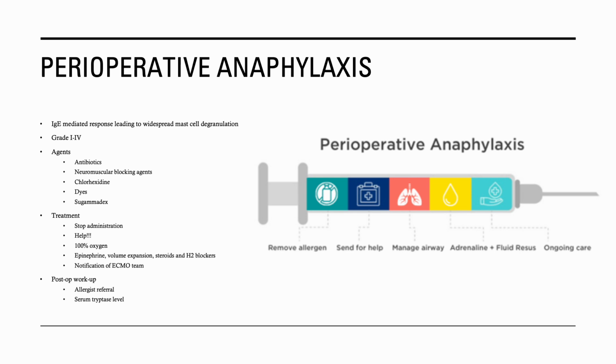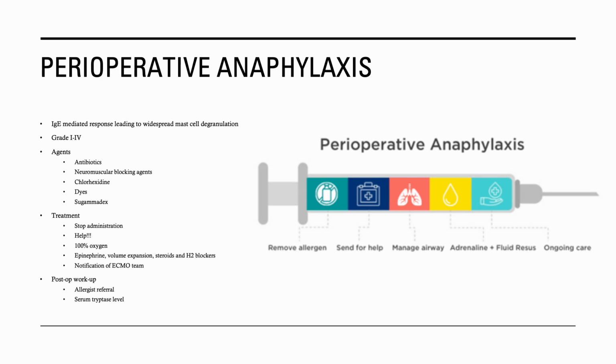Now, some agents that we use are more prone to anaphylactic reactions than others. These include antibiotics and neuromuscular blocking agents, which are the big two. I believe that folks tend to say that neuromuscular blocking agents are slightly more common than antibiotics, but these two are often interchangeable, 1 and 2. Other things that occur in the operating room commonly are chlorhexidine, certain dyes. Sugammadex has been known to cause anaphylactic reactions, and also one that's not written on this slide, but that we have to think about is latex and latex-containing products.